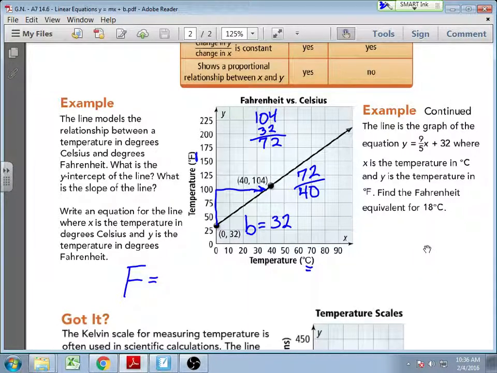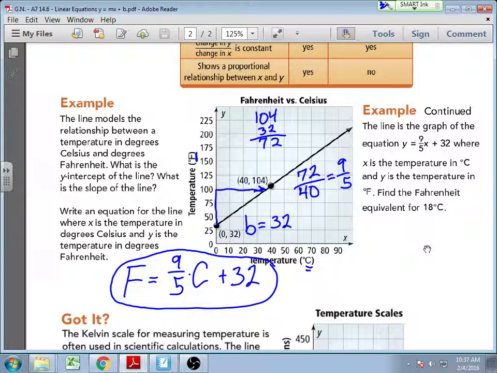72 and 40 actually both share a common factor. What can I divide them both by? 8. So if I divide these both by 8, I get 9 over 5. So my Fahrenheit temperature is 9/5 my Celsius plus 32. Well, it said it on the other side. Oh yeah, sorry. I thought it gave you the other temperature. Because the other conversion to get the Celsius is 5/9 times F minus 32, in parentheses.